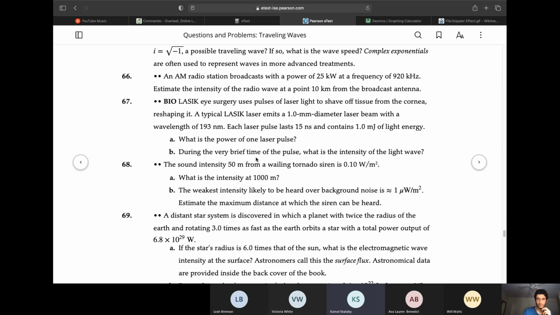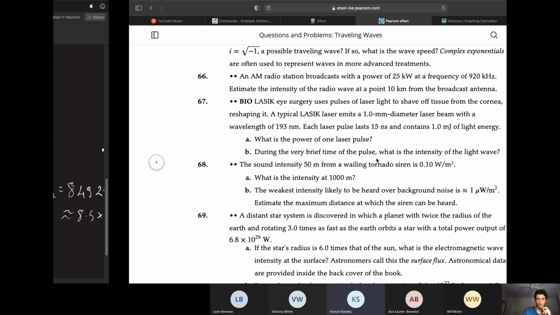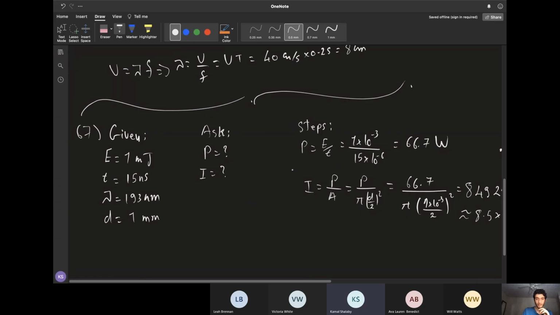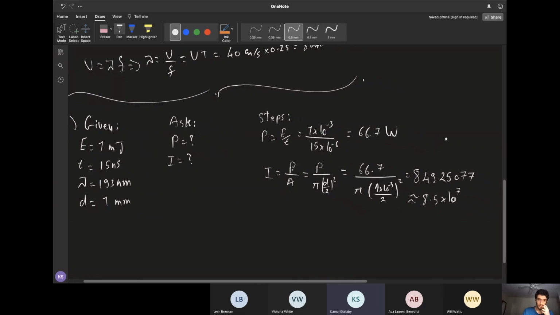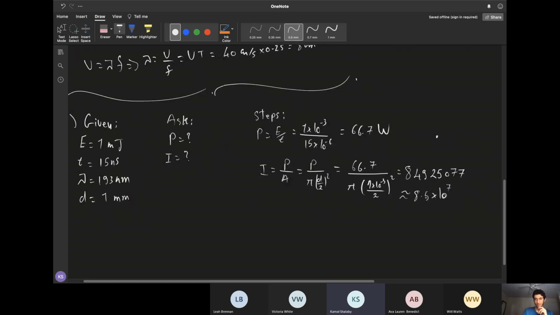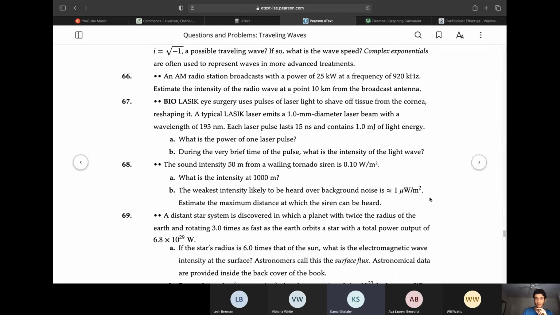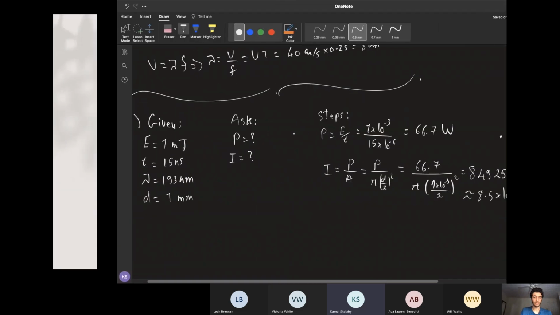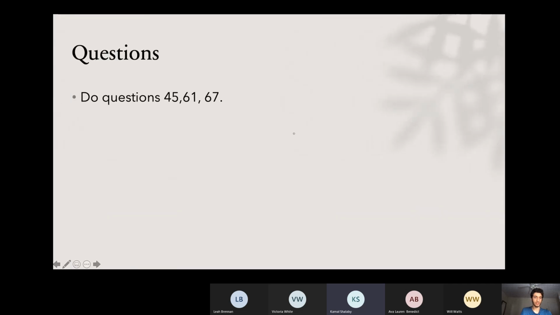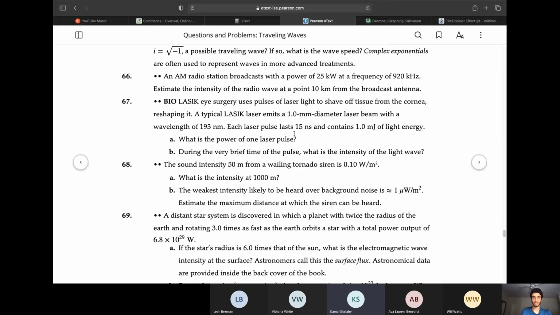Okay, so during the brief time of the pulse, what is the intensity of the light wave? Yeah, and that's it. It doesn't ask for more. Huh. Well, I don't know. So maybe it needed to be that high to burn off something, to shave off the tissue. Maybe. Okay. I know I'm much over time, but I want to do one more question.